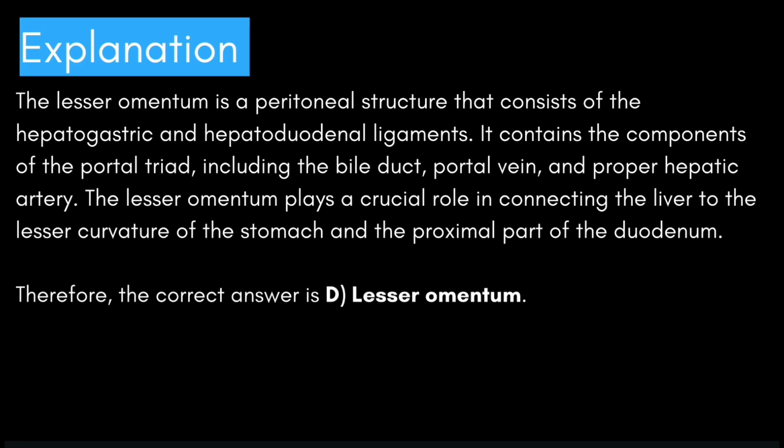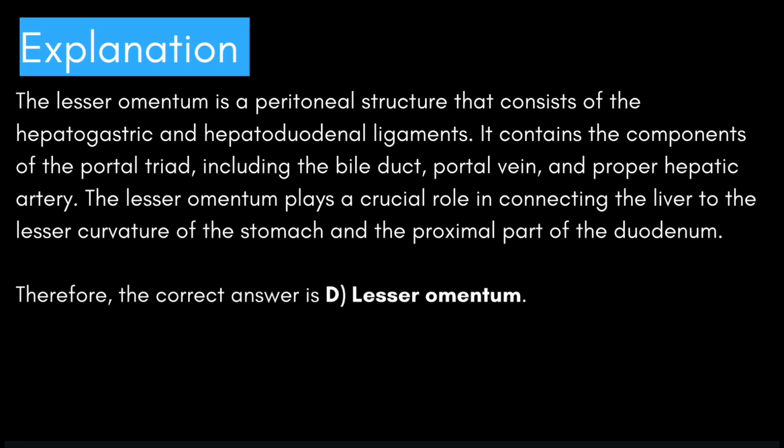It contains the components of the portal triad, including the bile duct, portal vein, and proper hepatic artery. The lesser omentum plays a crucial role in connecting the liver to the lesser curvature of the stomach and the proximal part of the duodenum. Therefore, the correct answer is D, lesser omentum.